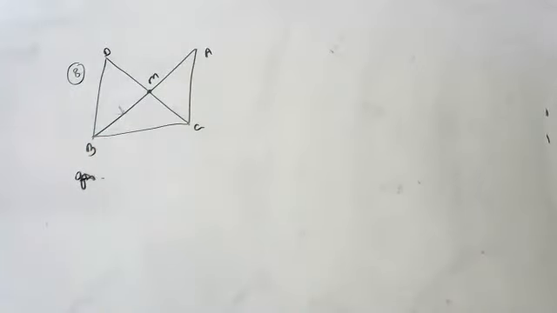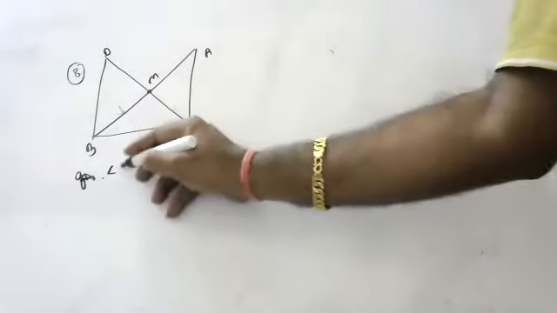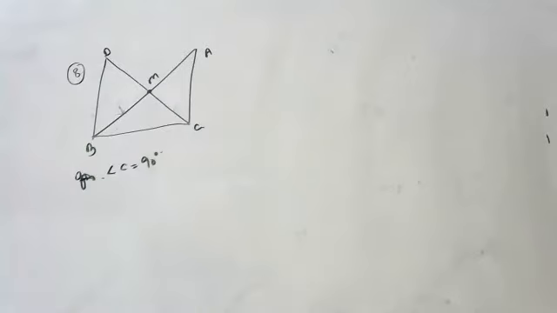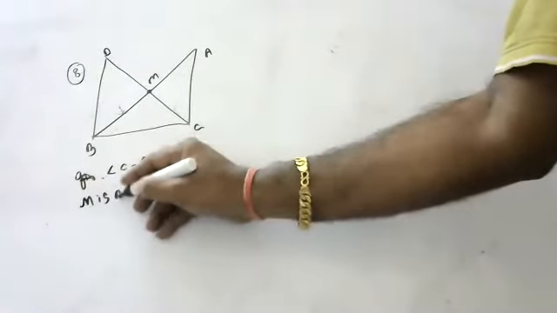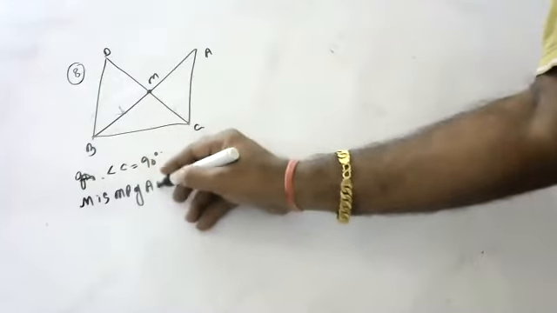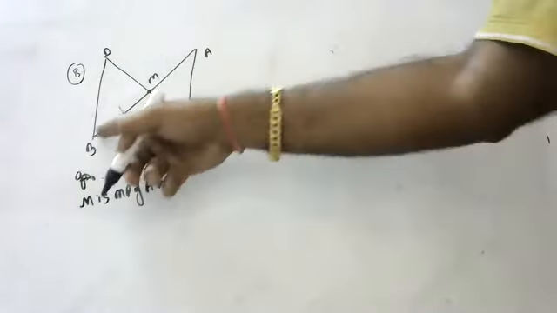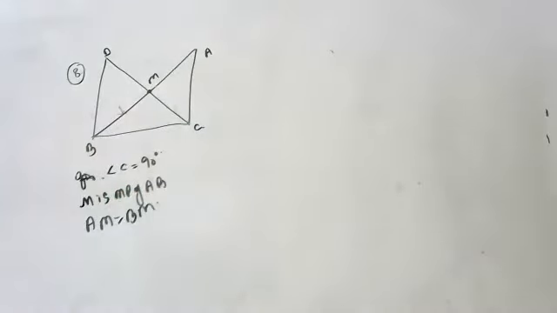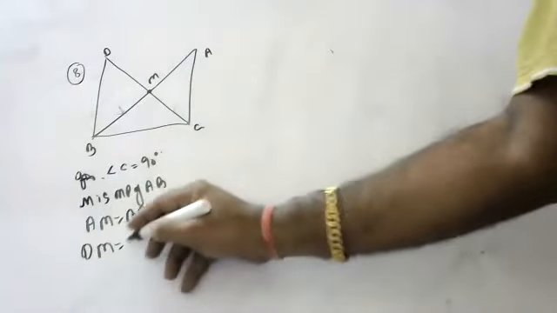They said that angle C is 90 degrees. ACB is a right angle triangle, which means angle C is equal to 90 degrees, children. Indirectly said angle C is 90 degrees and M is the midpoint of AB. What does it mean? AM is equal to BM. Very good. They also said that DM is equal to CM.